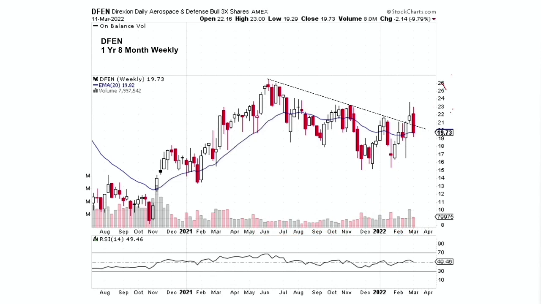At some point, I would have to do the closing prices rather than the candlestick charts, but we have, say, the closing prices like that. If we get down here below, if we undercut the lows of the closing prices, I'd probably get out of it. Okay.